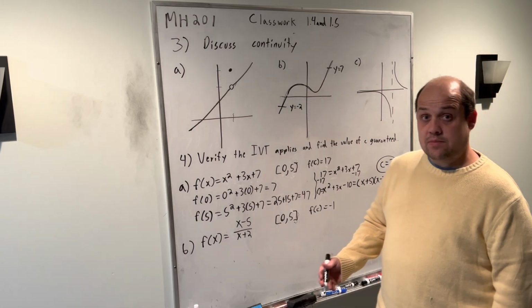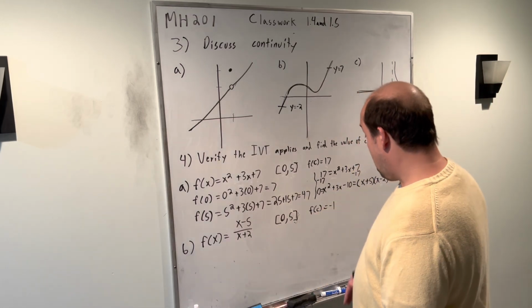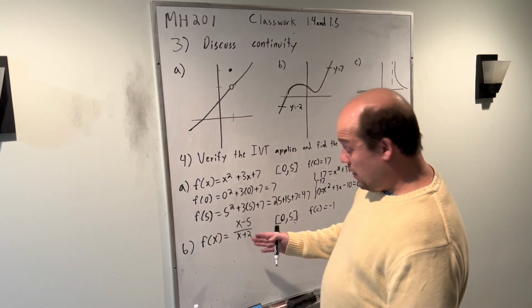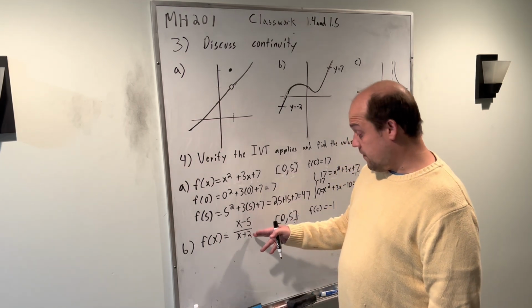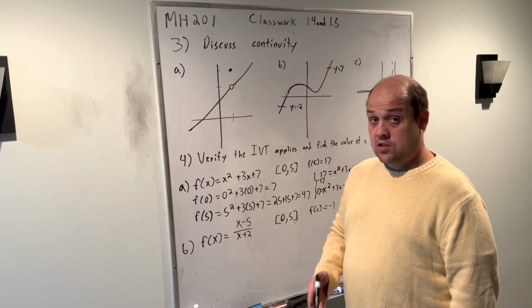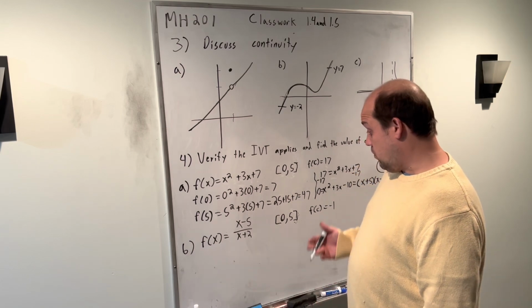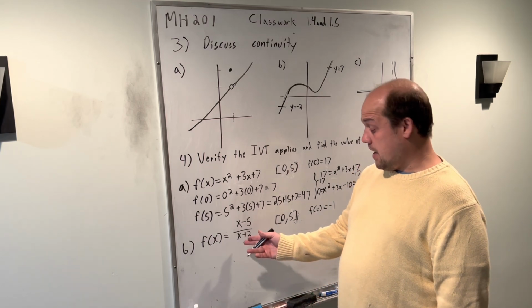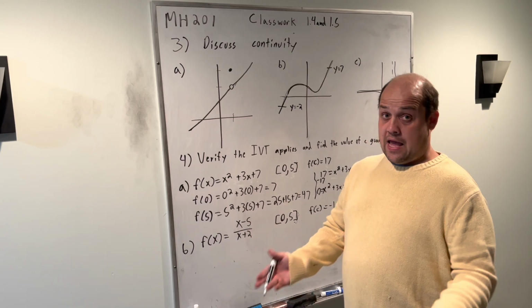If I do the same steps for part B here, I start by saying, is it continuous over the interval? Well, here we do have something to worry about, specifically on bottom here, this x plus 2. A -2 would be something that made this not continuous, because if I put in a -2, I get a 0 on bottom, outside the domain.